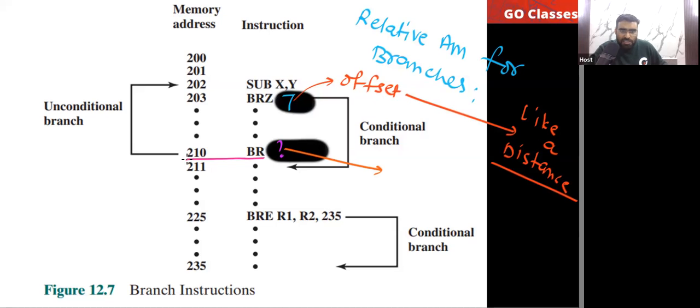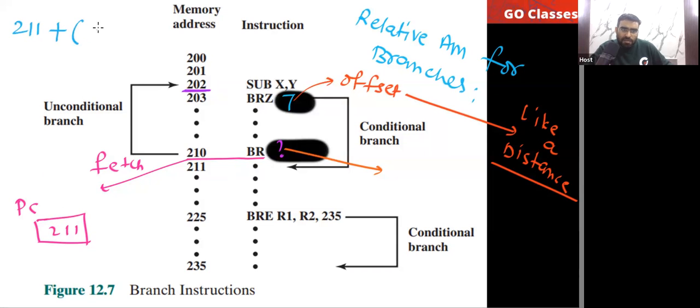First, you tell me when you fetch it, what will be the program counter value? Once I fetch this, the program counter value will be 211. Correct? Yes or no? But I want to jump to this address. I want to jump to 202.